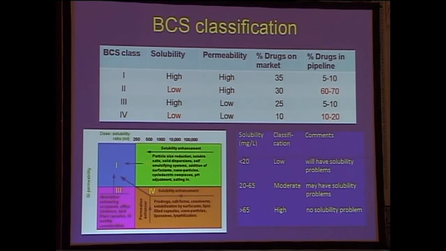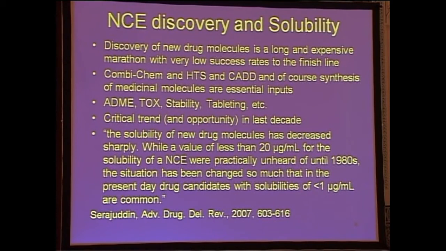Some of these numbers act as a guide. Less than 20 micrograms per ml is considered as low solubility. Between 20 to 60 or 70 is medium, and anything more than 70 or 75 micrograms per ml would be considered as high solubility. Now, this table was about a decade ago. If you come to the present time, the trend is really changing.